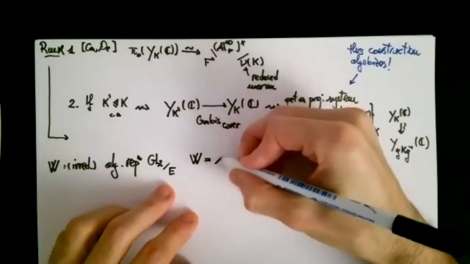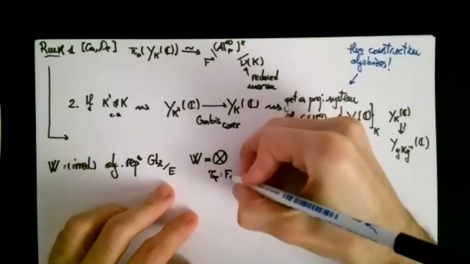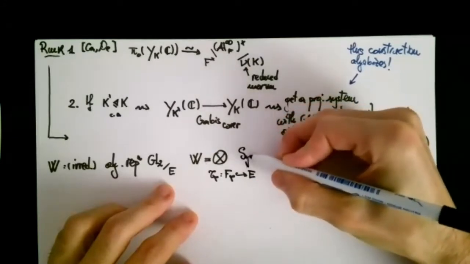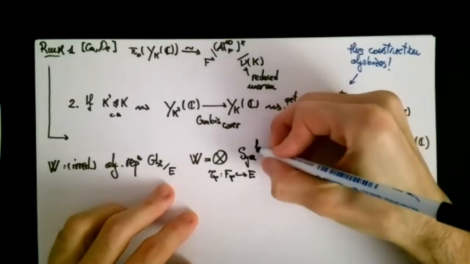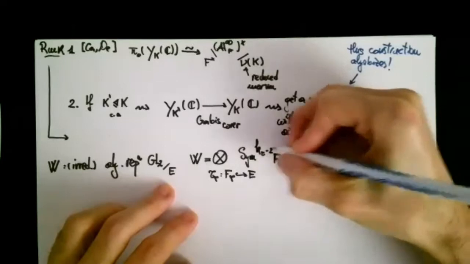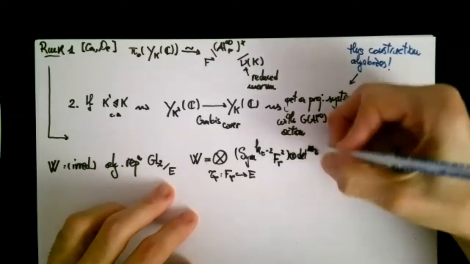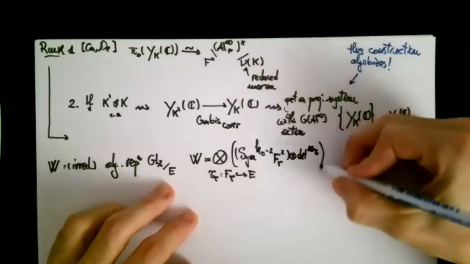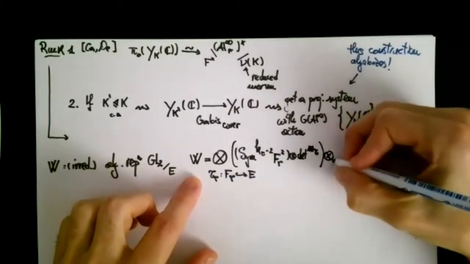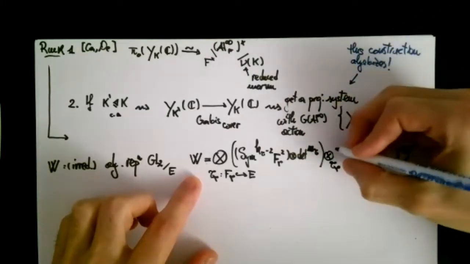So W is equal to the tensor product over the embeddings tau. So these are the embeddings of F_p in E. And here we consider the symmetric power, k_tau minus 2, of F_p squared, times that m_tau. So we will never need this explicit description of W, but I simply wanted to spell it out since it will appear very often in the talks during this conference.